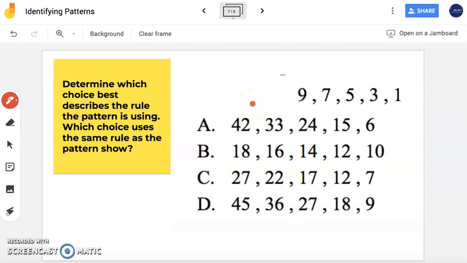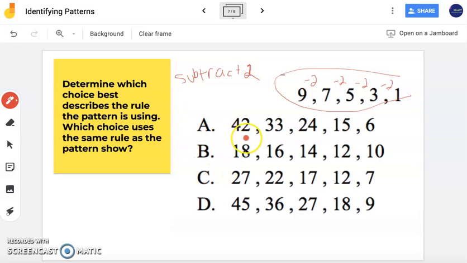And here we have the same directions as well. We are given a pattern here, and I notice this pattern is decreasing, so division and subtraction are our only options. I do notice that 9 minus 2 is 7, 7 minus 2 is 5, 5 minus 2 is 3, and 3 minus 2 is 1, giving me a rule of subtract 2. Now, once you've identified this rule, that's part 1. Now you need to use this rule and look at the other 4 patterns given. And we need to determine which pattern also has the same rule of subtract 2.